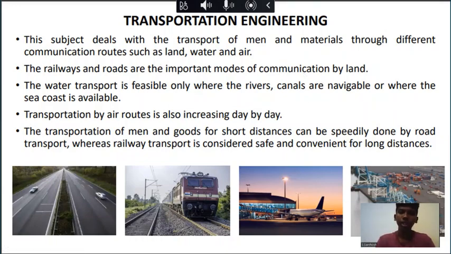The subject deals with the transport of men and materials through different communication routes such as land, water, and air. The railways and roads are the important modes of communication by land. The water transport is feasible only where the rivers and canals are navigable, or where the sea coast is available. Transportation by air routes is also increasing day by day. The transportation of men and goods for short distances can be speedily done by road transport, whereas railway transport is considered safe and convenient for long distances.